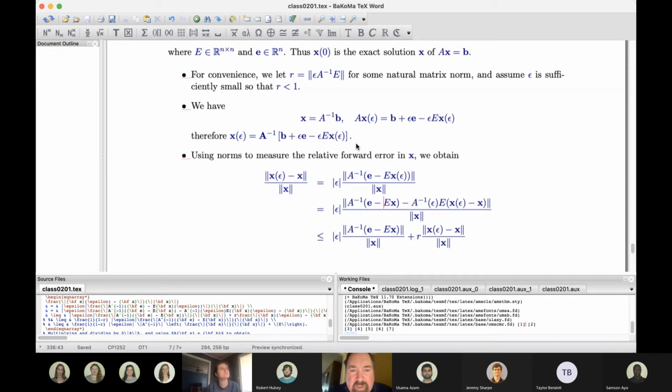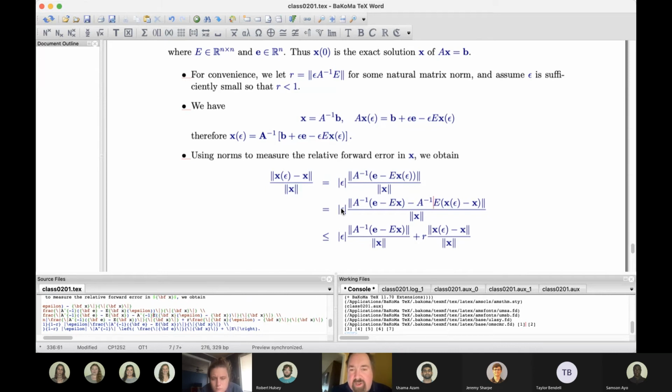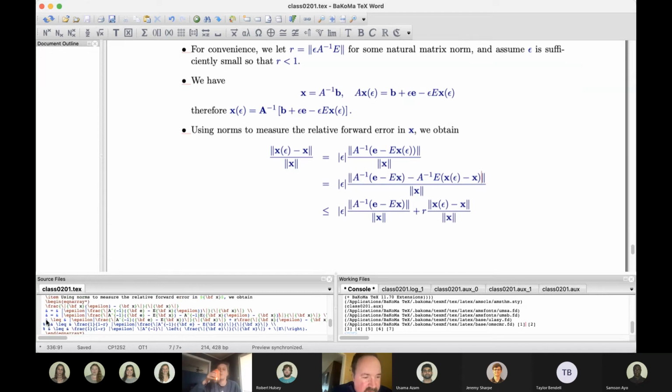I think I have a slight mistake here. Yes, that factored out. This epsilon should not be here, because I already have it out here. Here I use the triangle inequality to split these up. Here I have epsilon A inverse E, and the norm of that is defined to be R. So I've used the submultiplicative property of norms: the norm of this part is less than or equal to the norm of this matrix, epsilon A inverse capital E, times the norm of this vector. As long as I have less than or equal, I can do that. And that's just R, how I defined it up here. I'll fill in the intermediate step.